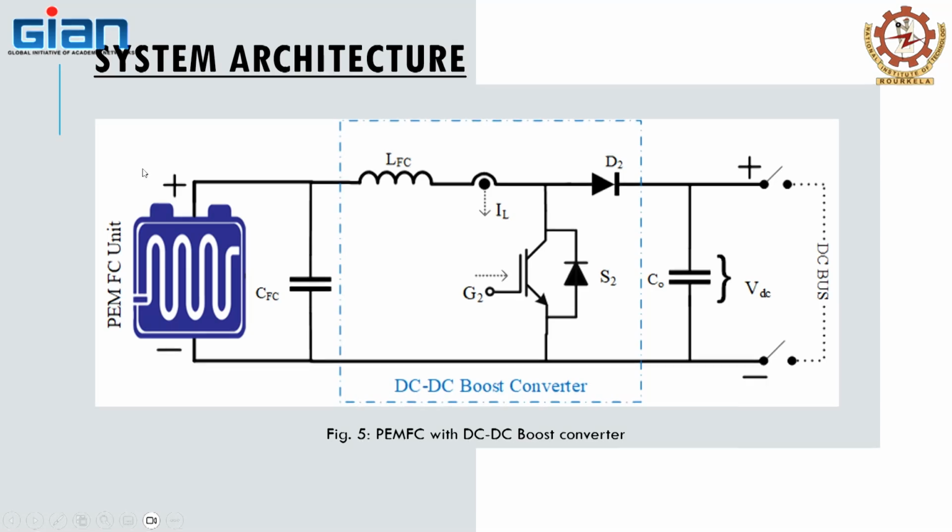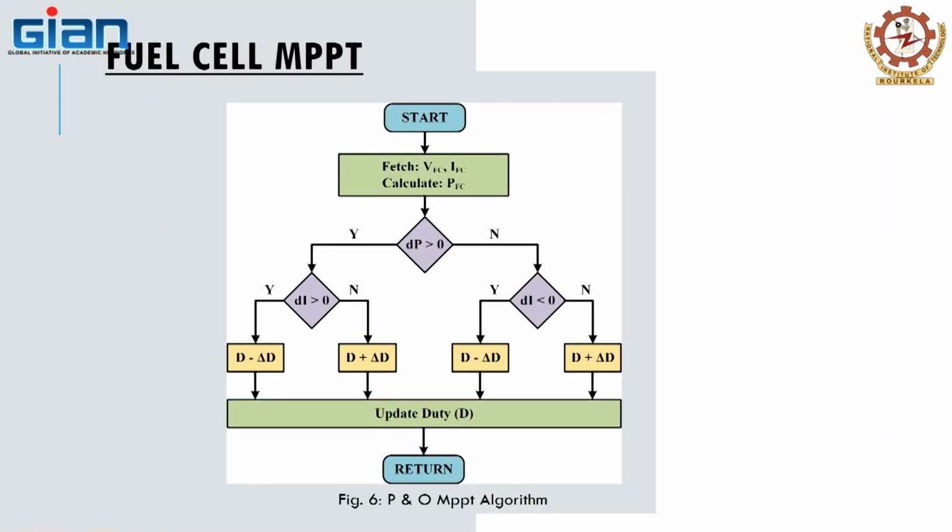And this is your system architecture, the system associated with the fuel cell unit. Here we can see the fuel cell unit is connected to the DC bus by using a boost converter. The converter design is already described in the previous session. With the design equations, we can calculate the inductor and capacitor values associated with the system, and this is also explained in the previous session.